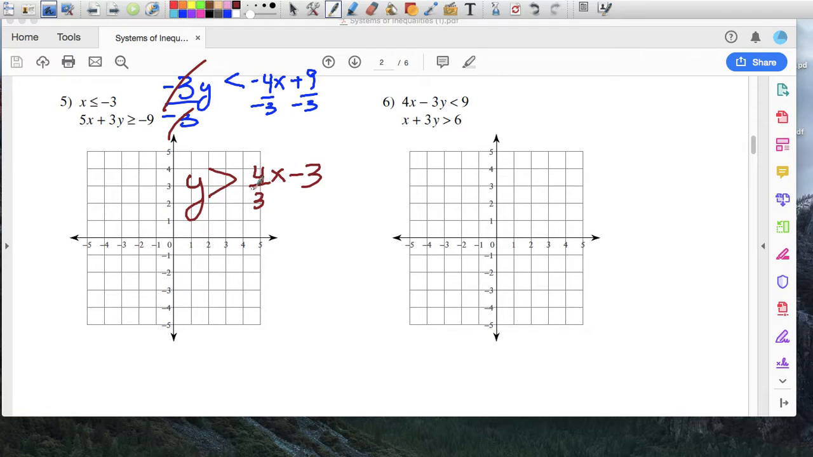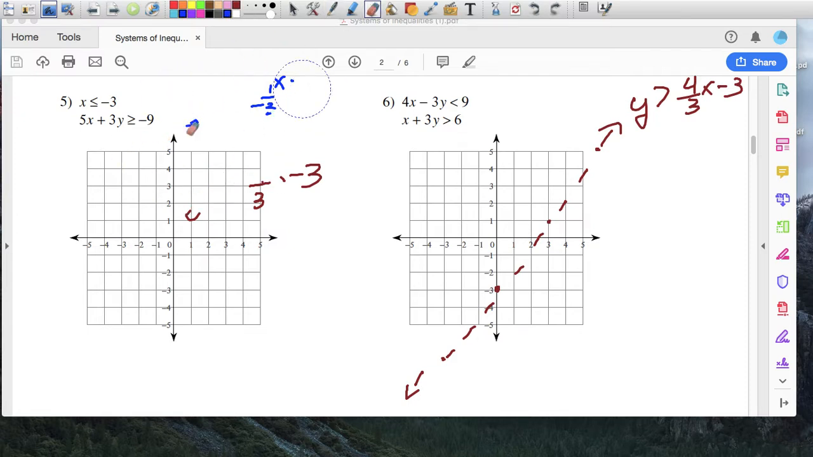Let me graph this. So my y-intercept is this. It's positive, so it's going to go 4 up, 3 right. 1, 2, 3, 4, 3 right. And I'm sort of gauging for the ones that are outside. So this one is a dashed line. And I keep forgetting to label this. I would have definitely lost a point in the regions.